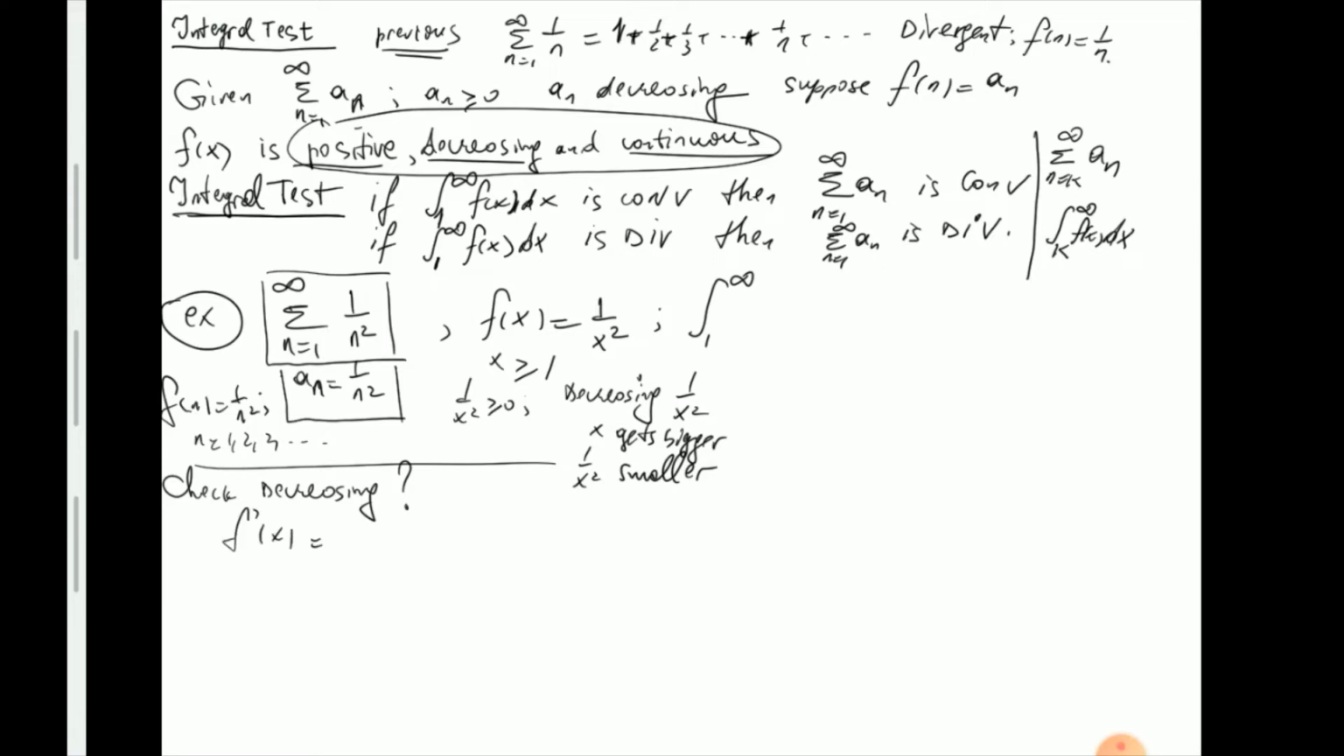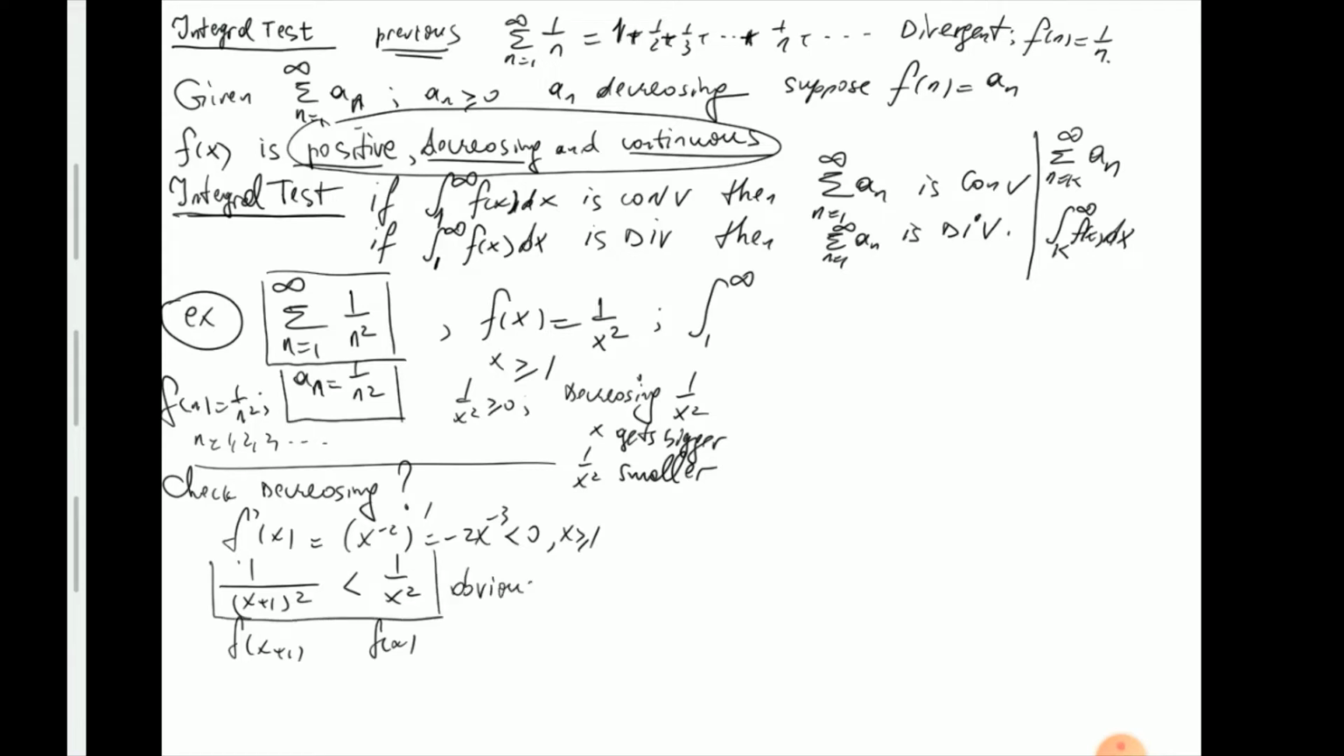So on the domain 1 to infinity, the derivative of 1 over x squared will be minus 2 x to the minus 3, which will be obviously negative if x is greater than 1. Or you could check to see if it's decreasing by simply comparing f of x plus 1, which is 1 over x plus 1 squared, with f of x and see if it's less than that. So if you increase x, you should end up with a smaller value for the function. And this inequality is obvious because, again, increasing the denominator makes the fraction get smaller if you have a constant on the top.